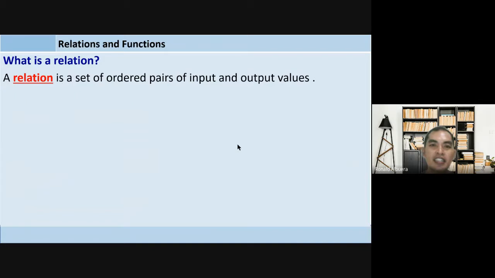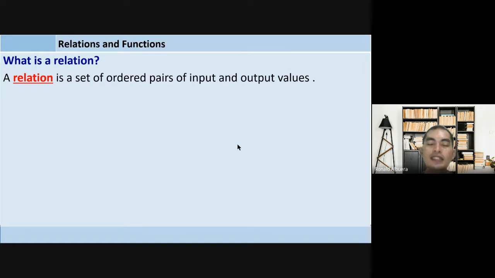Relation is the set of ordered pairs of input and output values. When we say input, it's an element of the domain, and when we say output, it's an element of the range. Or input is the first component and output is the second component. Input, first set of values. Output, second set of values.